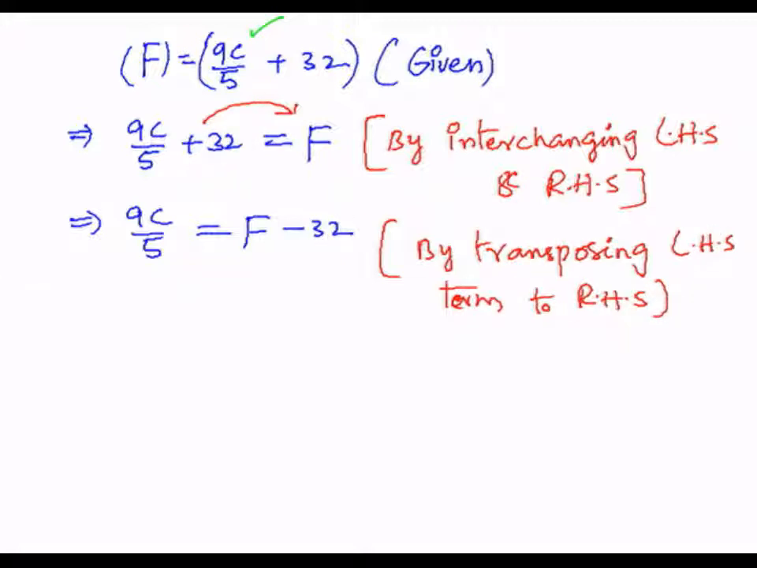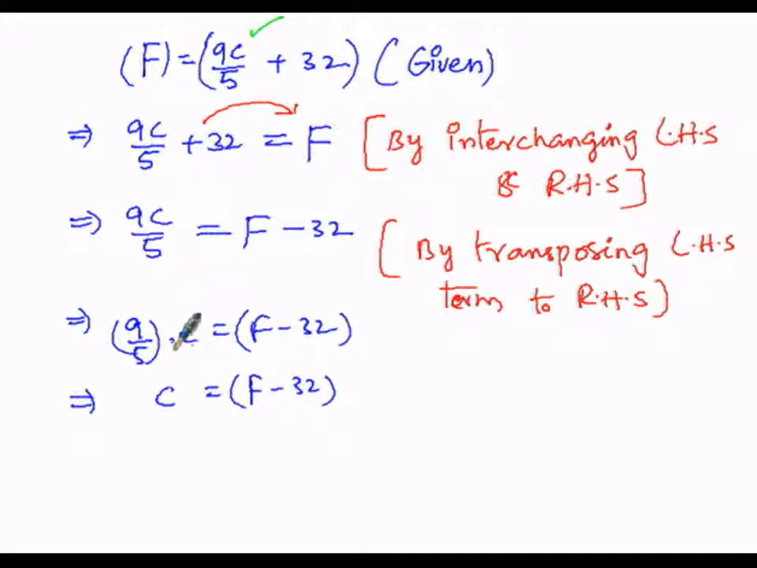So that implies 9C can be written as 9 by 5 into C is equals to F minus 32 within brackets. So here 9 by 5 is multiplied with C, that is equals to the overall right hand side quantity of F minus 32. I want C as the subject, so C alone must be written on the left hand side, that is equals to the right hand side quantity of F minus 32 within brackets. Here into 9 by 5, when it is transposed to the other hand, it will divide. So F minus 32 overall divided by 9 by 5.